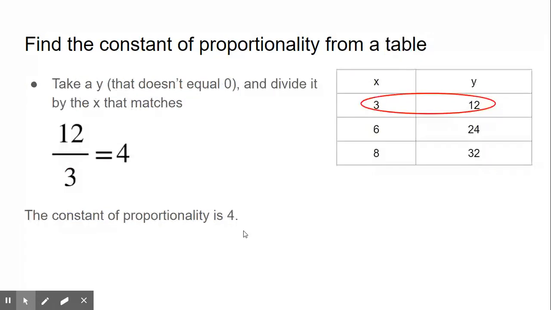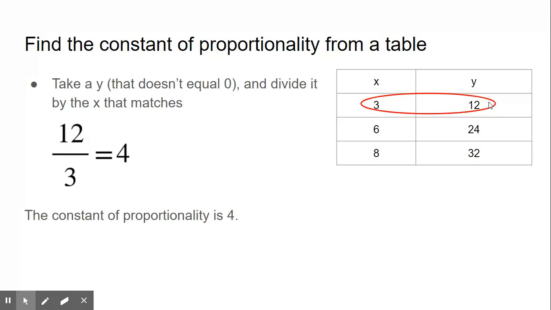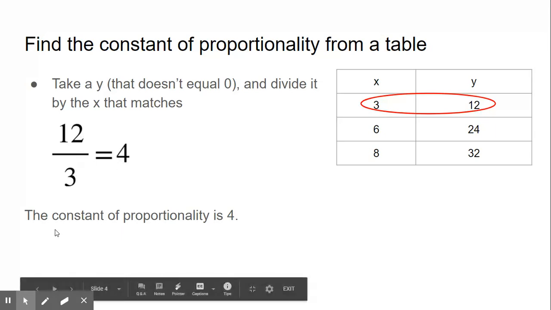To find this from a table, we can take any y that doesn't equal 0 and divide it by the x that matches. So as long as neither of these numbers is 0, we're okay to do this process. Here I have a y that's 12, and the corresponding x that goes with it is 3. So I do y divided by x, or 12 divided by 3, which equals 4. So my constant of proportionality is 4.